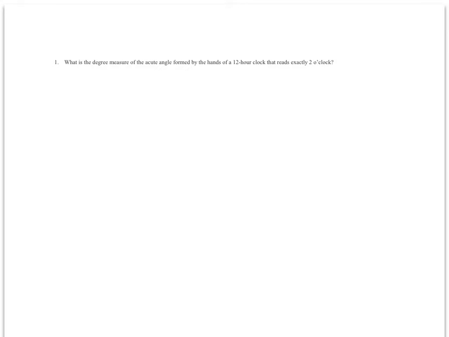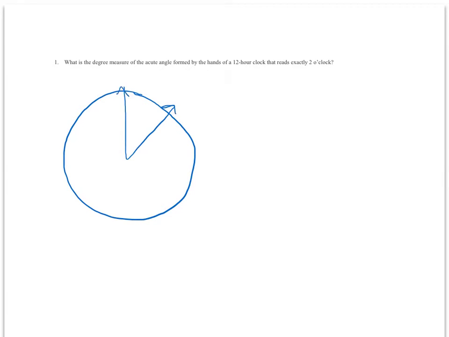What is the degree measure of the acute angle formed by the hands of the 12-hour clock that reads exactly 2 o'clock? Well, a clock is a circle, and if it reads 2 o'clock, it's a little something like this. Clock starts at 12, and it has numbers dividing it like so. 12 parts to the clock.